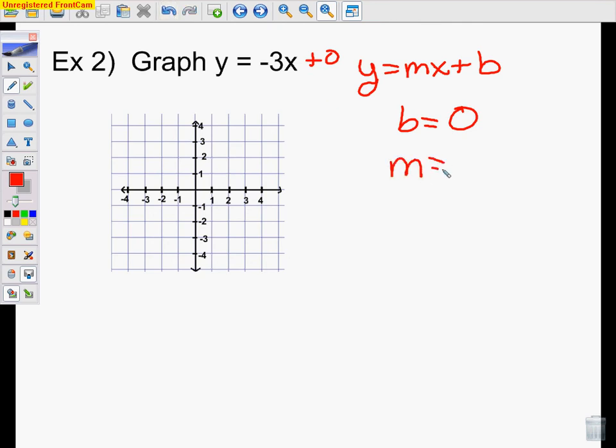What's the slope in this problem, or the constant of variation? -3. -3 over what? 1. So, start at our y-intercept. Once again, if it's direct variation, it will be at the origin. And then from there, we're going to make more points using our slope. A rise of -3, a run of +1. Or, once again, we know -3 over 1 is the same thing as +3 over -1. So we could have went up 3, left 1. And lo and behold, this is our direct variation graph. Okay?